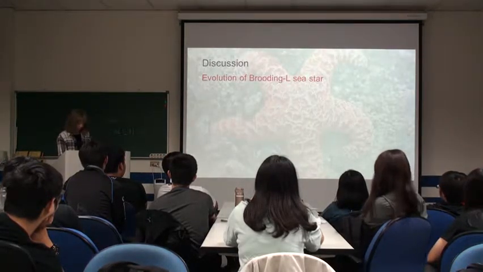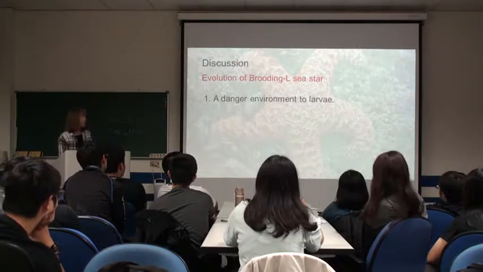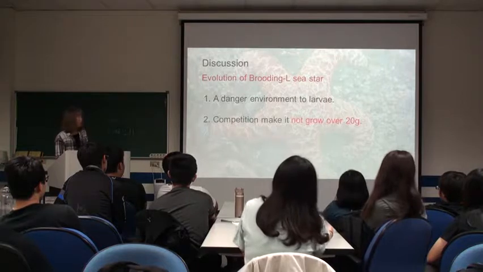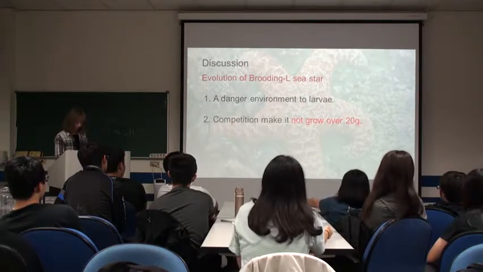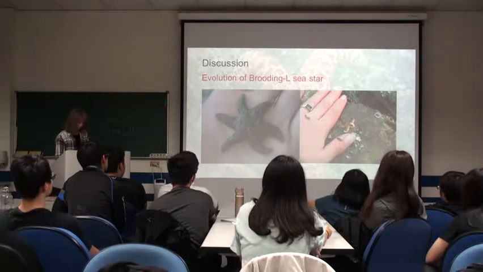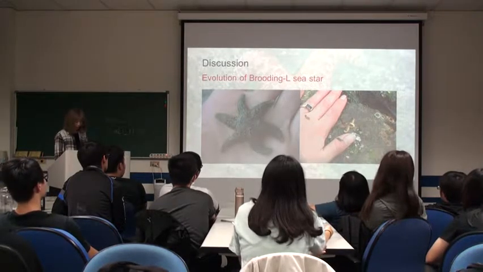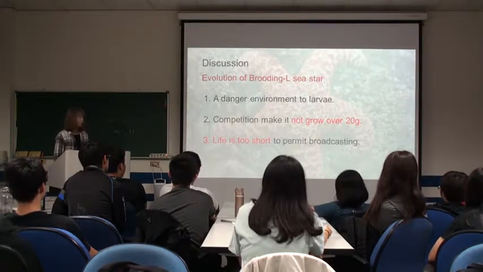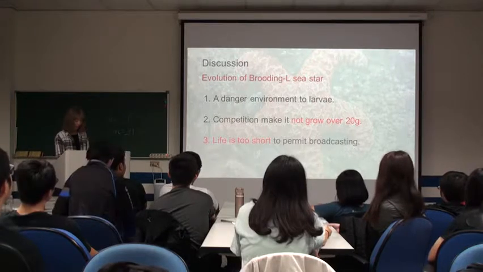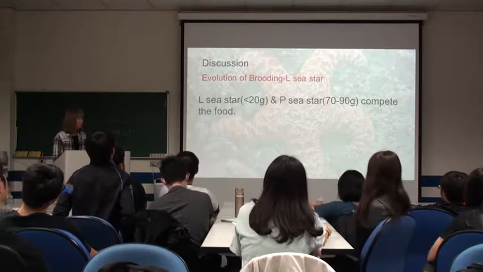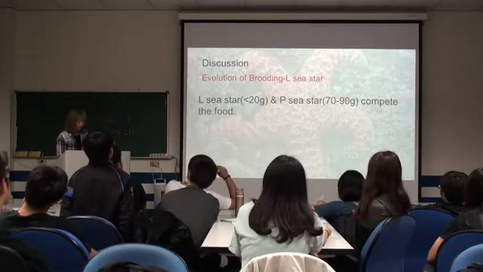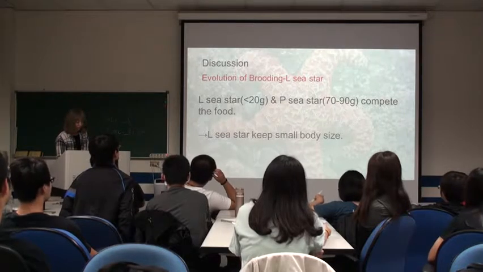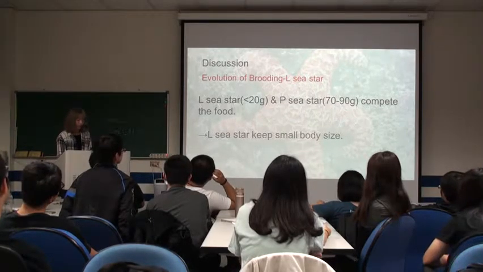And why LC star brooding? The reason is a dangerous environment for larvae, and the competition made it not grow over 20 grams. And this is the LC star. The size is smaller than the PC star, and their life is too short to permit broadcasting. So the small LC star and big PC star compete for food, and LC star keeps a small body size, and it's the only way to separate food.